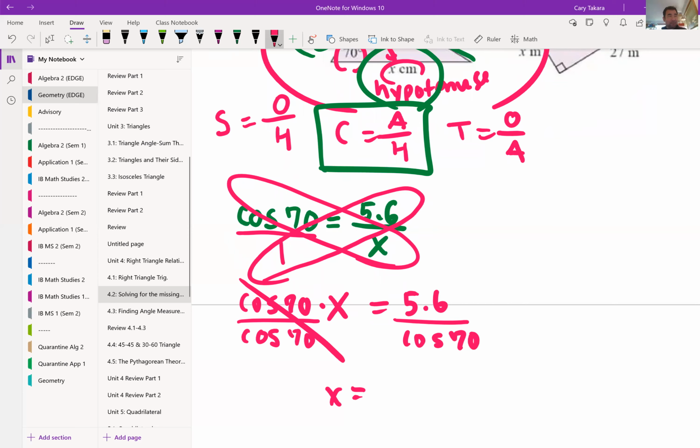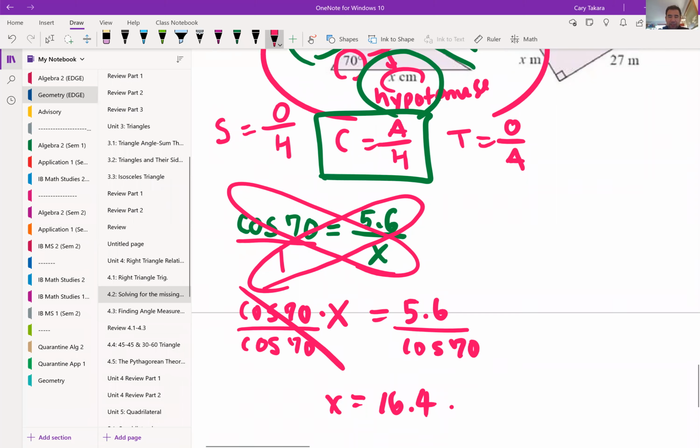So let's figure it out. Take out your calculator. 5.6 divided by cosine of 70, and I've got 16.4. Is it in the right mode? Yes, it is in the right mode. The answer is 16.4 centimeters.